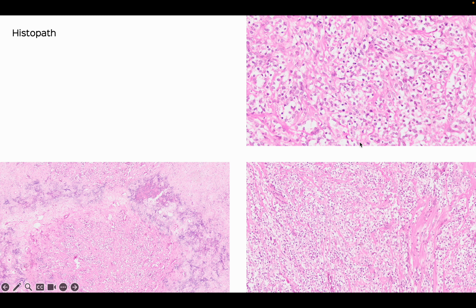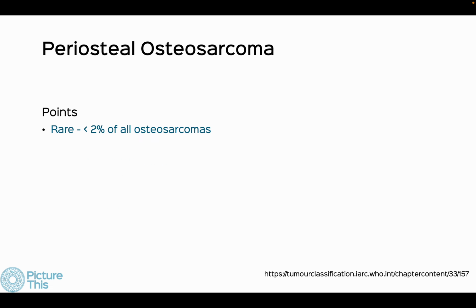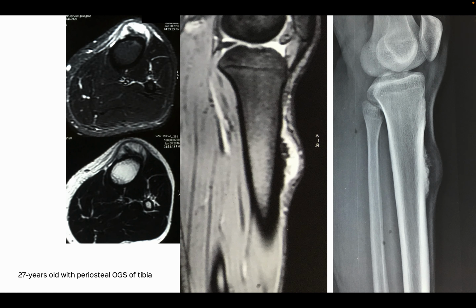The histopath shows characteristic osteoid with abnormal cells, and so that tells us that it's an osteosarcoma. So this becomes a periosteal osteosarcoma. It's rare. It's less than 2% of all osteosarcomas, which are anyway rarer tumors. It peaks in the second decade, and it's usually femur and tibia, usually diaphyseal. You get a cortical surface lesion with mineralization, with scalloping, saucerization, and aggressive periosteal reaction. It's actually not that difficult to make the diagnosis if all the typical features are present.